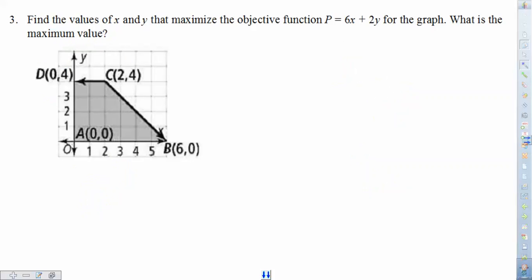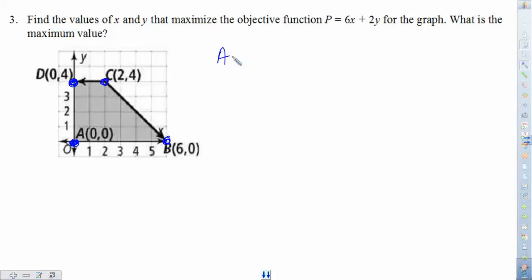Alright, so the next question on a portion of the entire linear programming process is asking us to figure out those values of x and y that would maximize that objective function. The objective function p equals 6x plus 2y. Here we have intersection points, or vertices of our feasible region, at these 4 spots. And so then we test each one of those 4 spots.